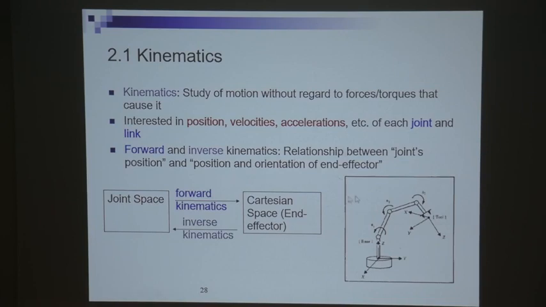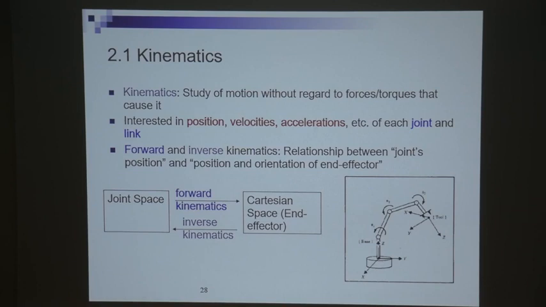So inverse kinematics means that if you specify the endpoint, for example, you give the x, y coordinate of this point, then you have to calculate the joint angles so that the manipulator will be able to achieve this endpoint. So this will be the inverse kinematics. The forward and inverse kinematics is defined as a relationship between the joint position and the position and orientation of the end effector.